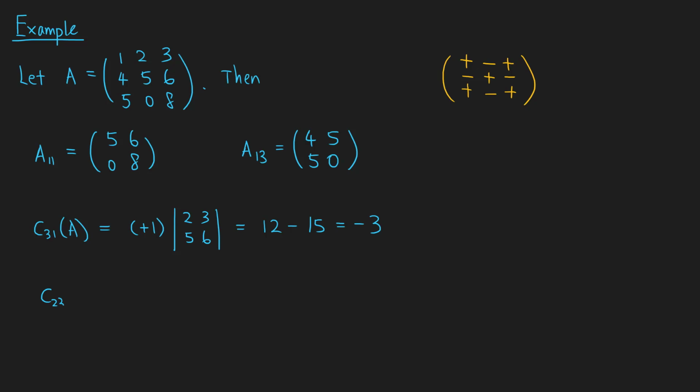Let's look at another cofactor, say the 2, 3 cofactor of A. From the diagram, we know that the sign is negative, and the minor is 1, 2, 5, 0. So the cofactor is negative of 0 minus 10, which is 10.